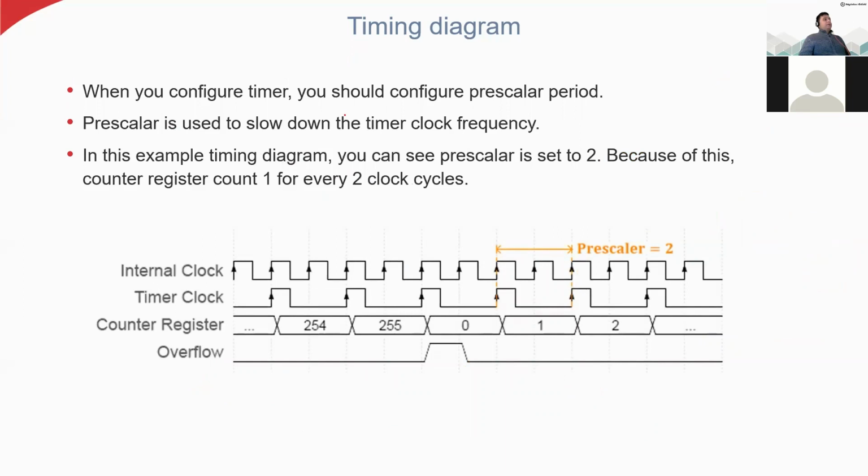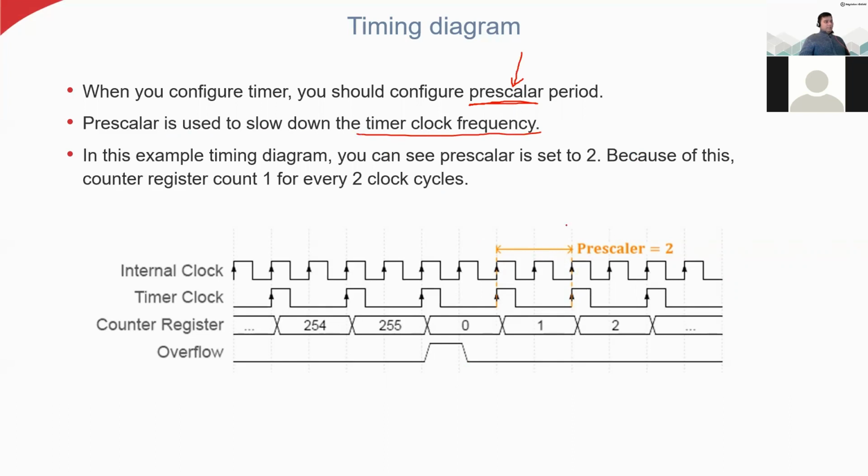Okay, so when you configure a timer, you should configure the prescaler and period. I think a couple of weeks ago I mentioned that I would talk about the prescaler later. This prescaler value is very important because we can change it to whatever we want. What is the use of this prescaler value? The prescaler value really helps us to slow down the timer clock frequency.